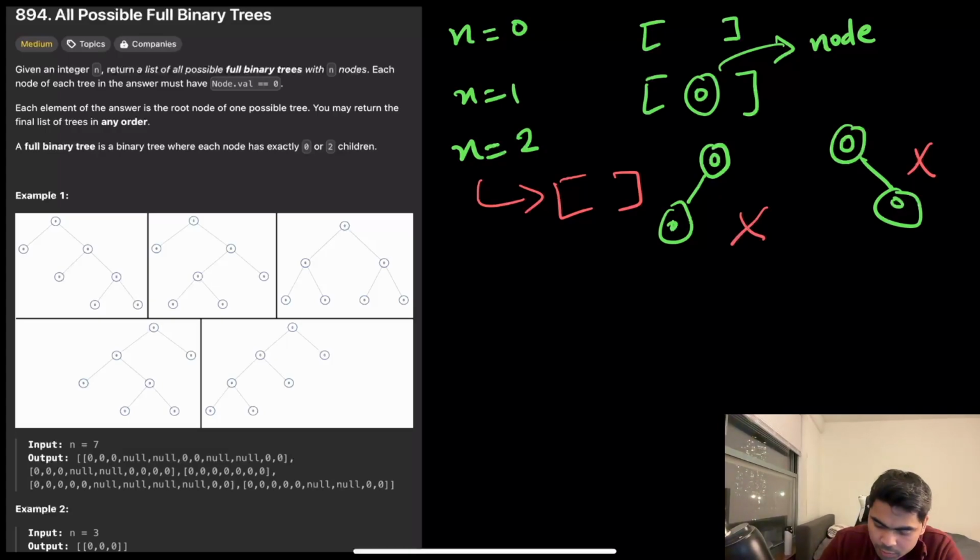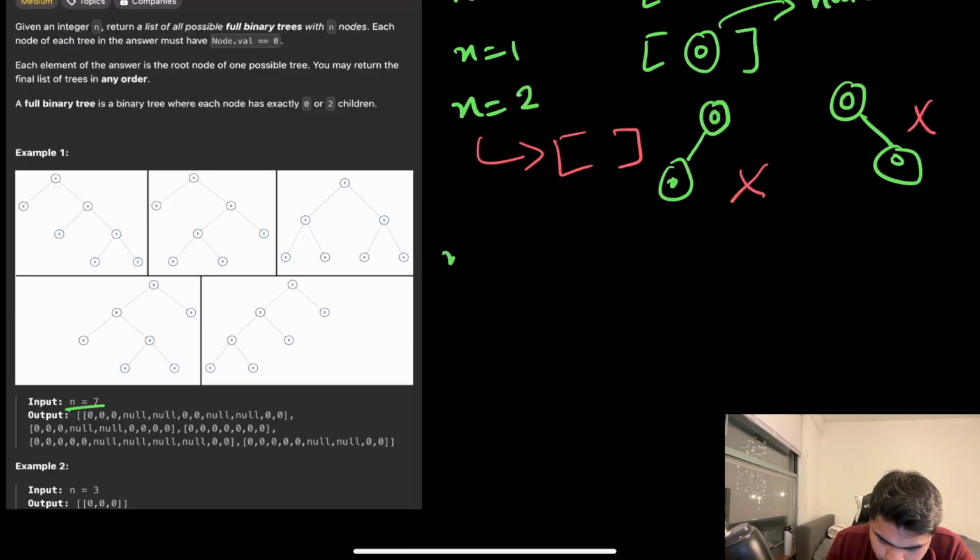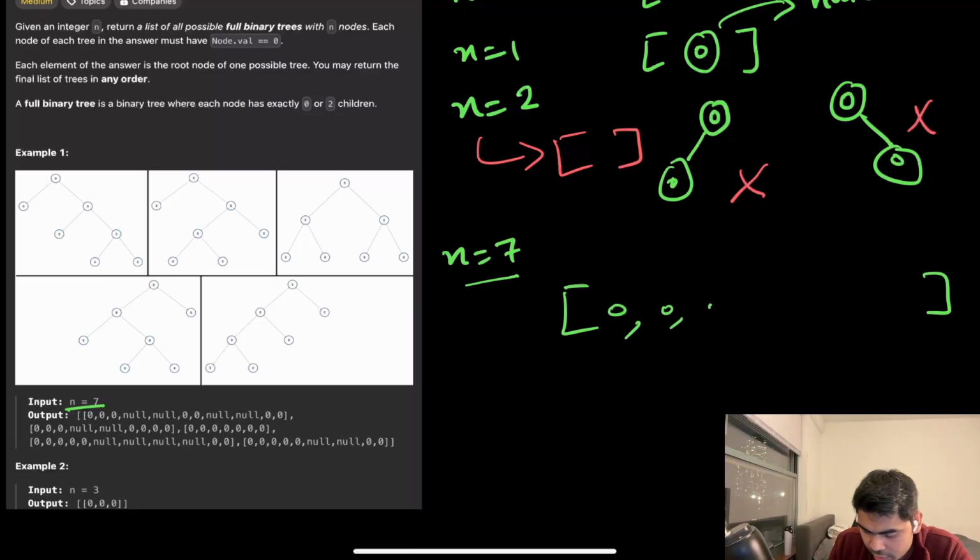Let's see how we're going to approach the problem. We will be using a DFS. Let's choose n equals 7. In that case, we will have 7 zeros, from index 0 to 6. It's all about choosing the root, and based on choosing the root, distributing the other remaining zeros, or nodes, onto either side.